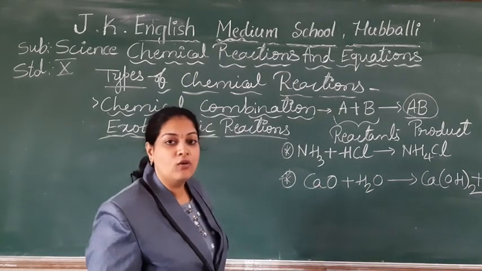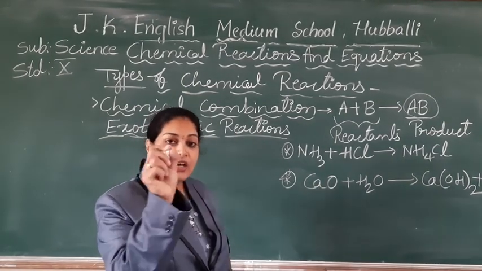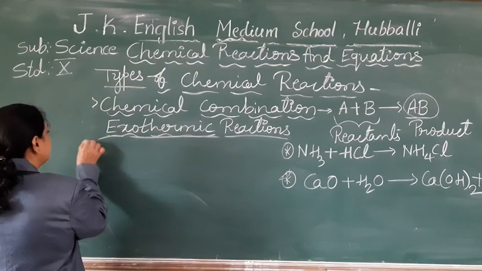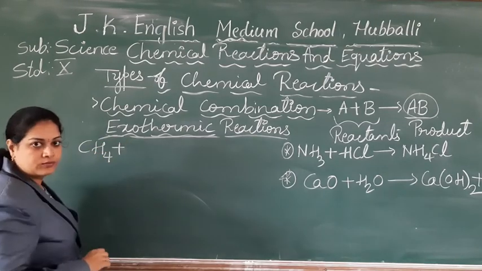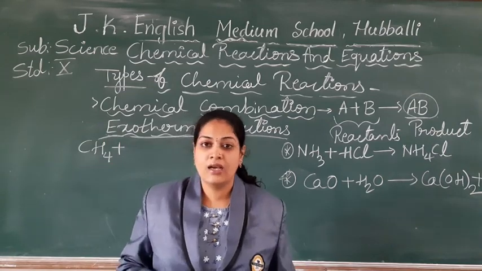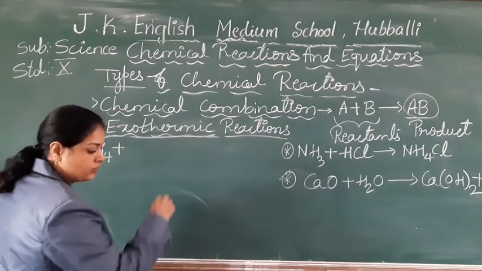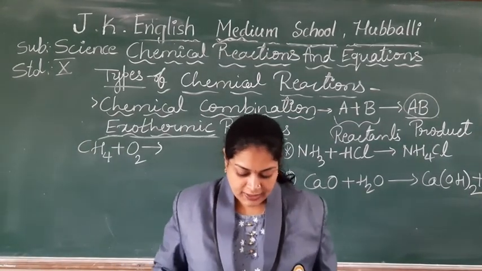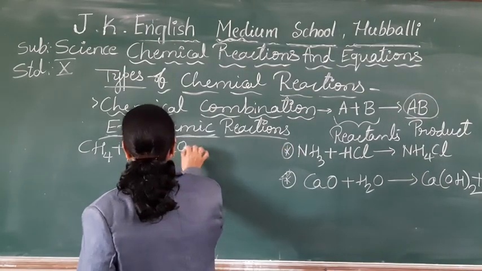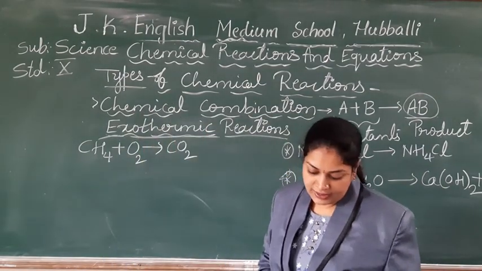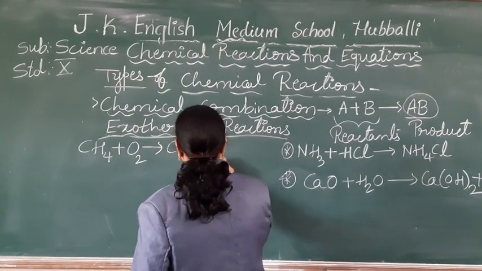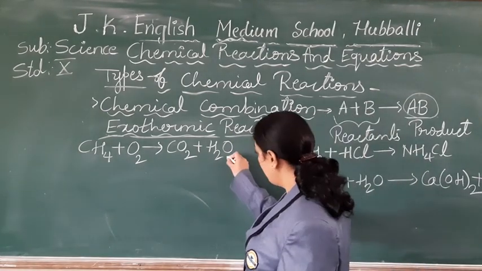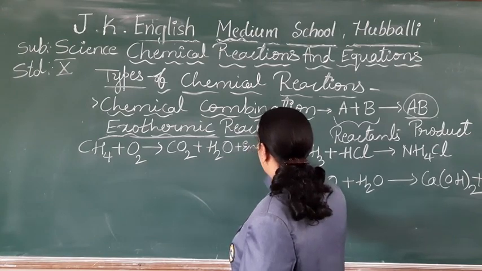Next one, burning of natural gas. Natural gas is nothing but methane, CH4. Burning means it reacts with oxygen. So when it reacts with oxygen, what are all the products you are going to get? Carbon dioxide as well as water. Carbon dioxide and water. Along with this, there is a liberation of energy.